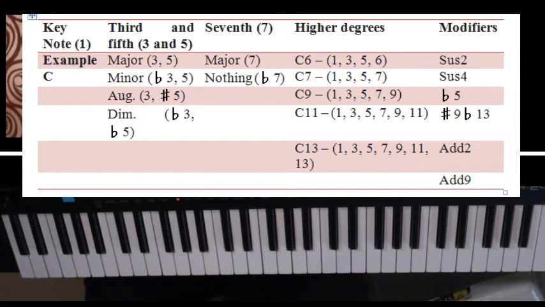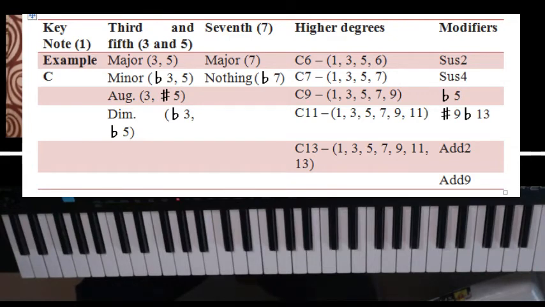Now the next column talks about the modifiers. You can be asked to play sus2, which means you should suspend the 3rd and play the 2nd, sus4, flattened 5th, sharpened 9th, flattened 13th, add 2, add 9. All these are just modifiers telling you what to do to the notes.